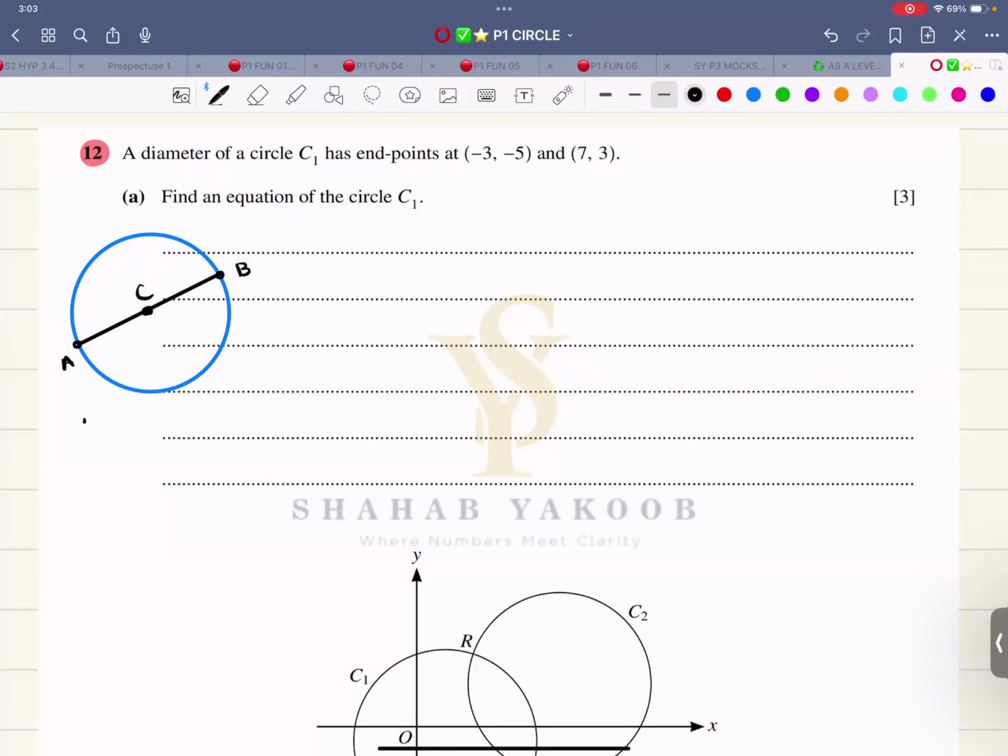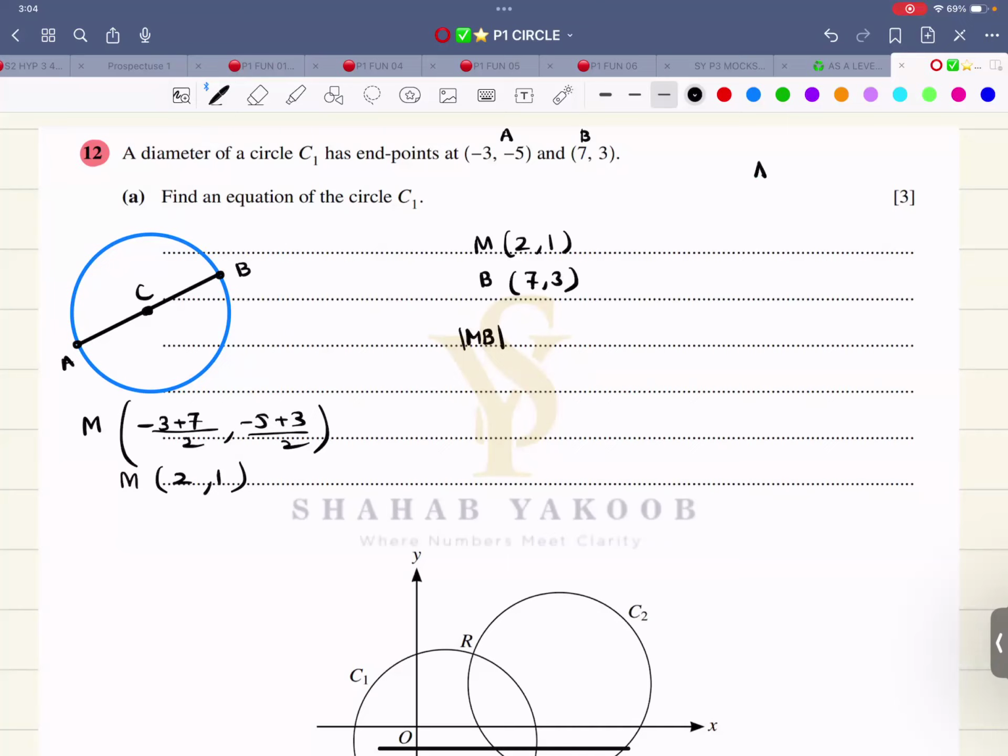So first of all, let me calculate the midpoint, which is -3 plus 7 divided by 2, and this is -5 plus 3 divided by 2. 4 over 2 is 2 and 2 over 2 is 1. That is the midpoint. So now I have M, which is 2, 1. Let me use this point. This is B and this is A. So let me label this as B, which is 7, 3, and let me calculate the distance MB.